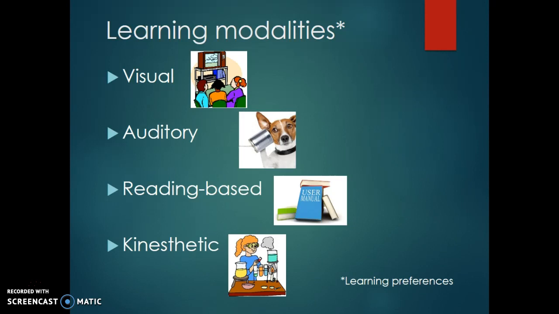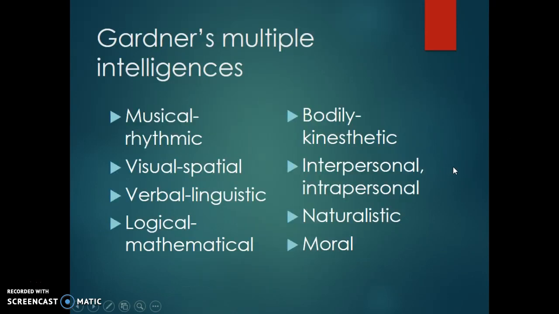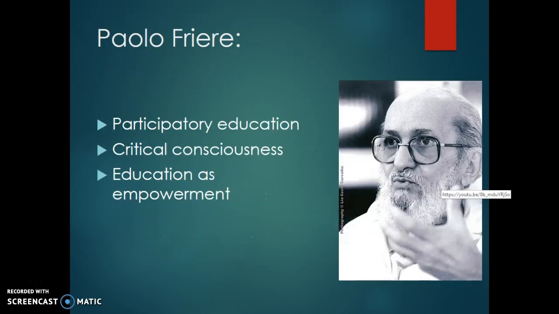We looked a little at learning modalities, the learning preferences, and you're going to actually take 3 inventories this week to see basically, more or less, how you learn: visual, auditory, reading-based, or kinesthetic. We looked at Howard Gardner, the envelope pusher, that cute picture of him, and his multiple intelligences. Very interesting way of looking at how people learn and think.